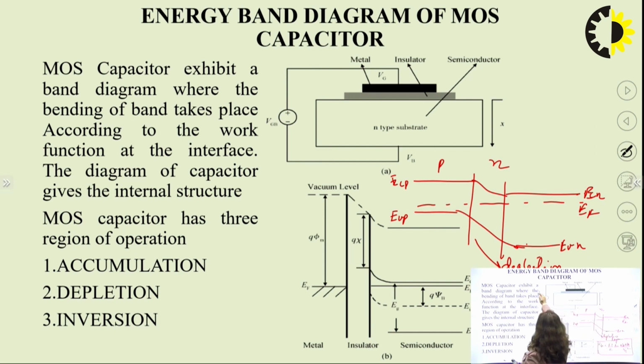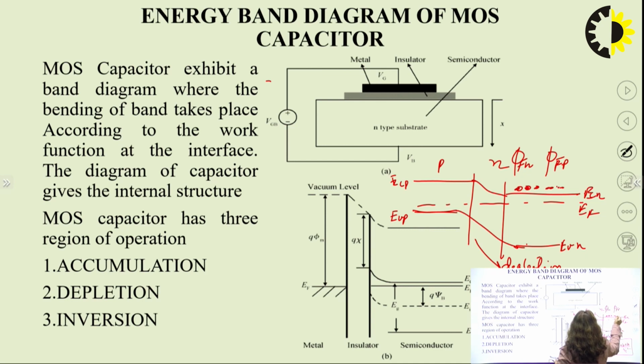The MOS capacitor exhibits a band diagram where the bending of the band takes place according to the work function at the interface. So here also, in the PN junction, we have seen the work function, that is phi Fn, the Fermi level work function for the N side, and the Fermi level work function for the P side. According to the work function, we have to set the barrier potential so that the electrons in the N side will cross or jump towards the P side, and the holes will move towards the other side. That's why the band bending will be shown in the case of the PN junction or the transistors.